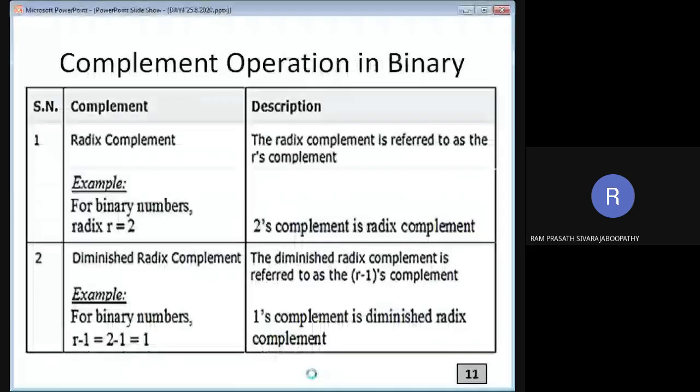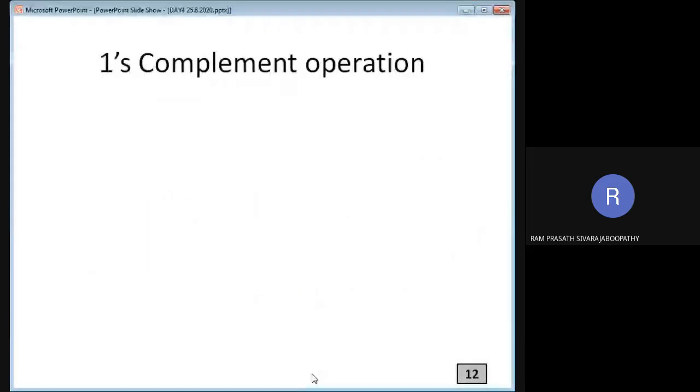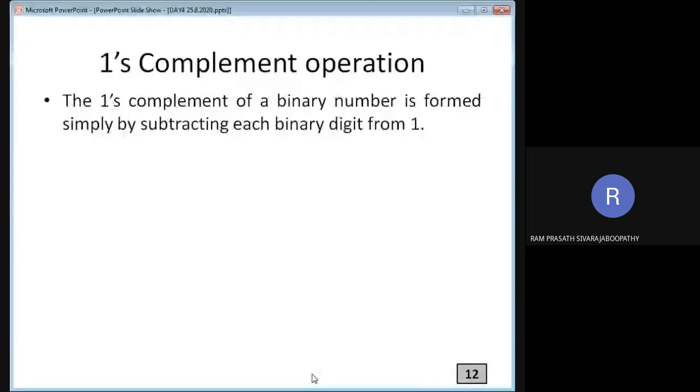Just a note of it. 2's complement அப்படின்னா meaning என்ன? Radix complement of a binary number, and 1's complement அப்படின்றது என்னது? Diminished radix complement of the binary number. Okay, fine. First we will discuss about the 1's complement operation. The 1's complement operation of a binary number, same what we have did there. Simply subtracting all the digits from the value 1.